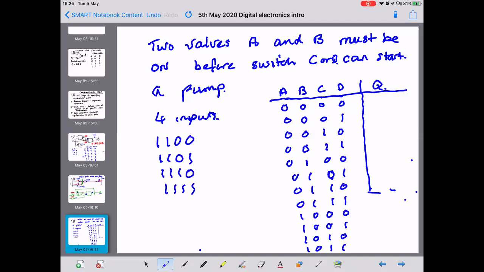Should be 16. 1, 2, 3, 4, 5, 6, 7, 8. 16. Yeah. Okay. Now, anywhere where we've got a 0 in the 2 valve limit switches, we can't have an output. So any 0 in these 2 lines means we get a 0 at the output. So none of those lines are any good.